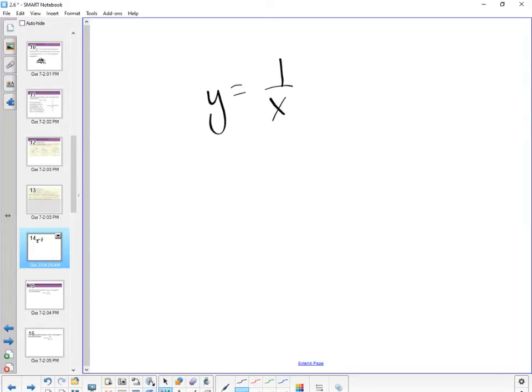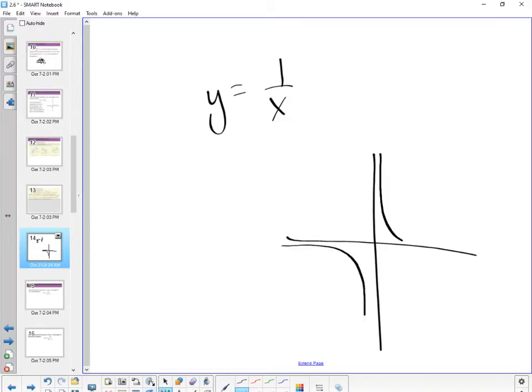What's the degree of the top? 0. What's the degree of the bottom? 1. Do you guys remember what this looks like? This is my asymptote, right? And it kind of does this bit, because this is an asymptote now, because of that rule. Okay? So when the top one is smaller than the bottom one, then the line y equals 0 will be your asymptote. Okay? Questions on that?